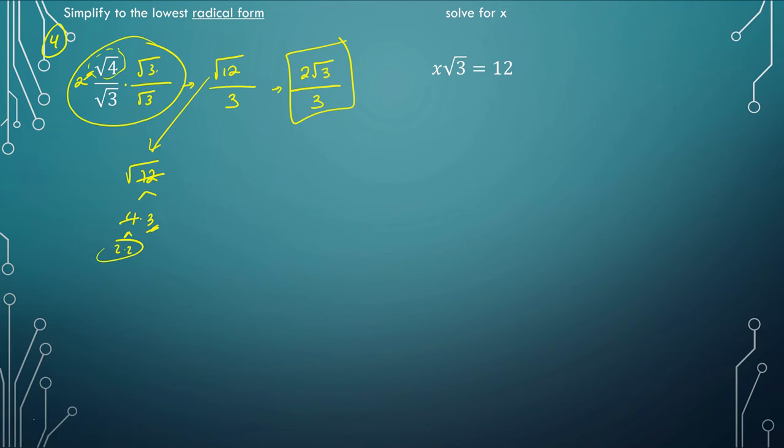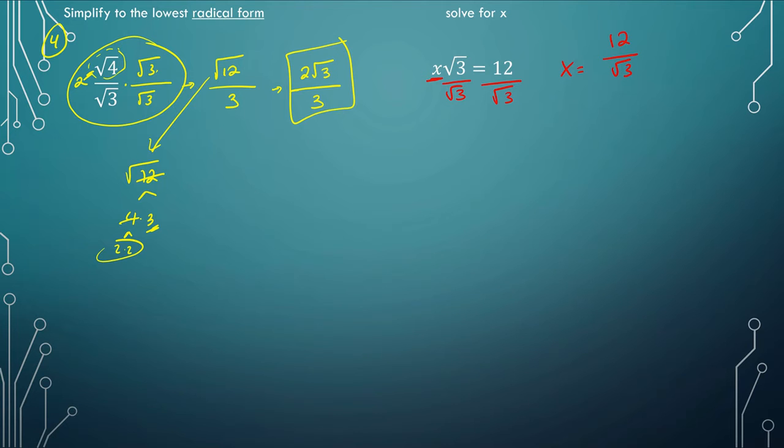Now let's look at this next problem here, right? So this next problem, if I want to solve for x, that means I have to divide by the square root of 3. Remember, what you do to one side, we must do to the other side. So here, I get x as 12 over the square root of 3.